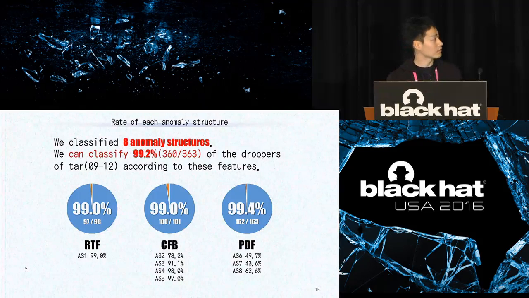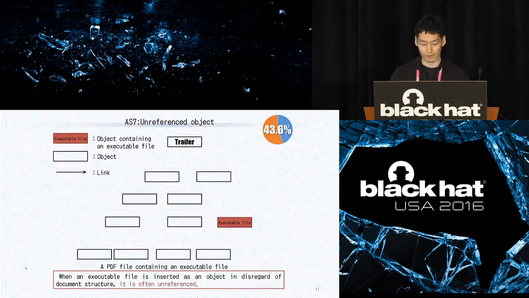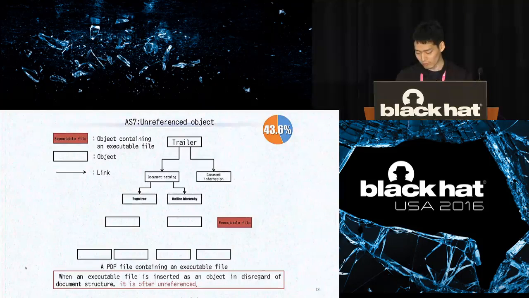O-Checker checks 8 kinds of deviations from document file format specifications. As I do not have enough time to cover all the deviation structures, please refer to my white paper for more information. Here, I explain an example of what I call PDF deviation. A PDF file consists of various kinds of objects that form the document structure, and we can grasp the overview by tracing the link of the trailer object first.